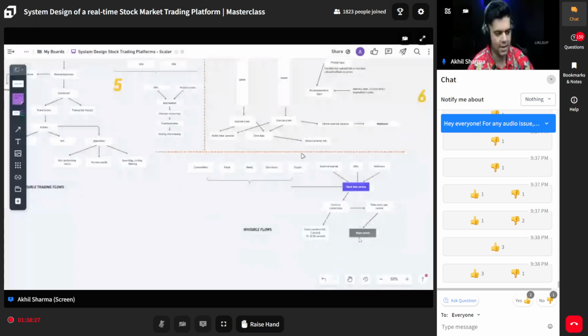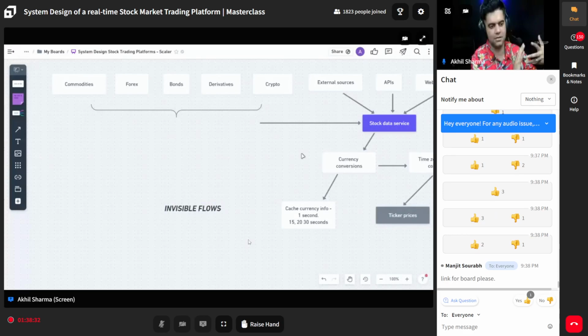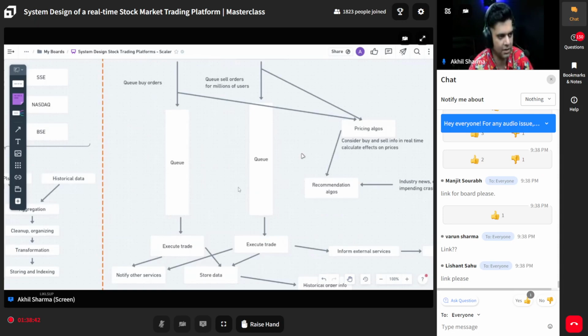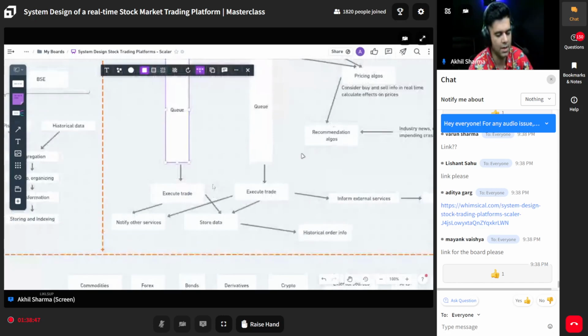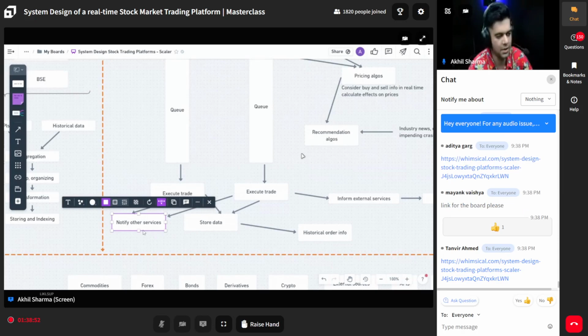Now, as engineers, we know that only the visible flows are great for system design, but there are some invisible flows also, which the user does not know are happening, but they're happening in the background. For example, whenever there's a buy order, it goes to a queue, the buy order queue. From the queue, you send it to a service which executes the trades for you, and you can notify the services that this trade has happened. You can store that information as well.